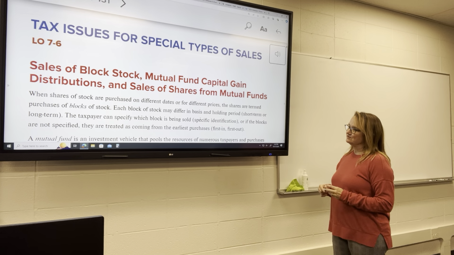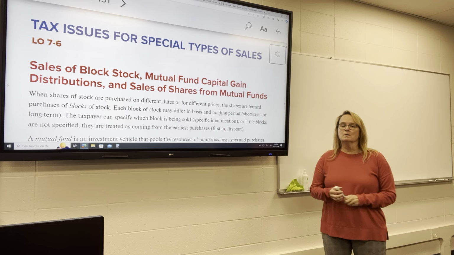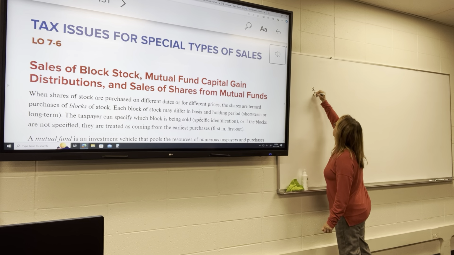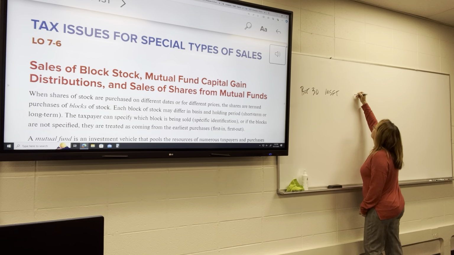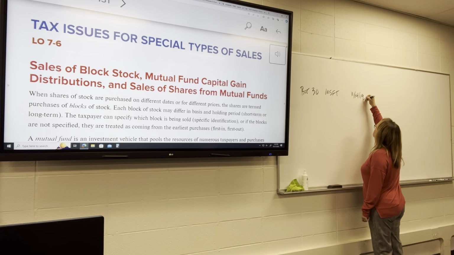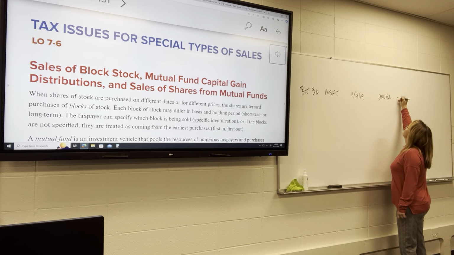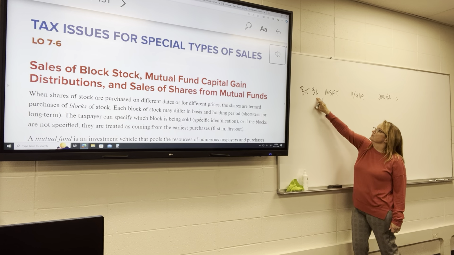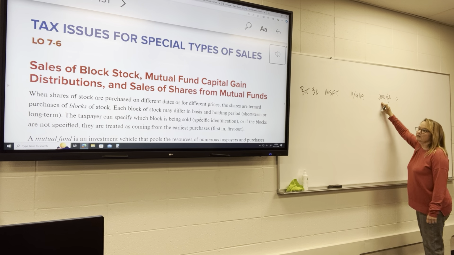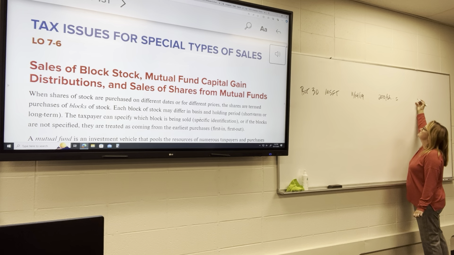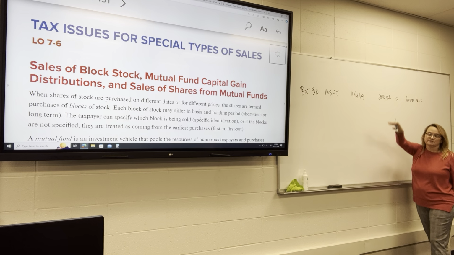So what they mean by sales of block stock is when you've got the same stock that's purchased on different dates. So let's say I bought 30 shares of Microsoft on 11/14/19 at, I don't know what the share price was doing, but let's just say $200 a share. So my basis is going to be the number of shares that I purchased times the price per share, right? So 30 times 200, 6,000 is my basis. I have a per share basis of $210.